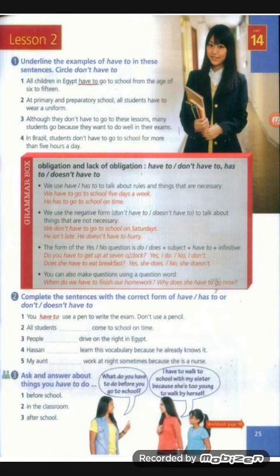Here in exercise number 1, you have to read this sentence and underline the examples of have to or don't have to. It's easy, you can do it yourself. بسيطة وسهلة جدا. You have to underline all types of have to and don't have to. In exercise number 2, you have to complete the sentence with the correct form of have or has to, don't have or doesn't have to.